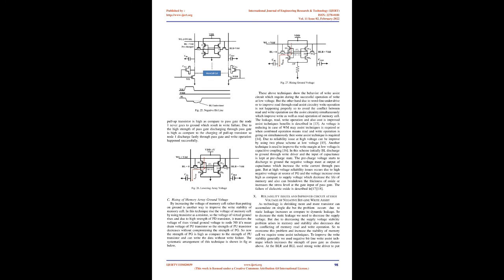[16] In this scheme, initially BL is discharged to ground through the write driver and the input of the capacitance is kept at the pre-charge state. The pre-charge voltage starts to discharge to ground, and a negative voltage appears at the output of the capacitance, which increases the write current through the pass gate. But at high voltage, reliability issues occur due to the high negative voltage at the source of PG, and the voltage increases even higher compared to the supply voltage, which decreases the life of the memory and can also break down the oxide thickness or increase the stress level at the gate input of the pass gate. The failure of dielectric oxide is described in [17][18].